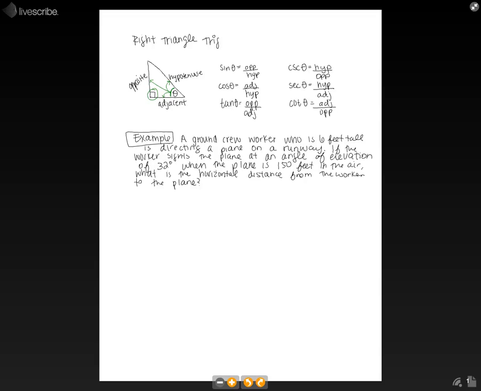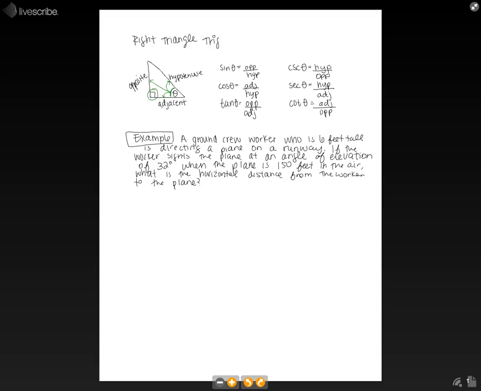So we can find 6 different trigonometric relationships. The sine of theta is equal to the opposite side over the hypotenuse. The cosine of theta is equal to the adjacent side over the hypotenuse, and the tangent of theta is equal to the opposite over the adjacent side.